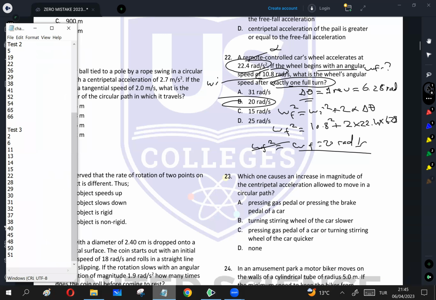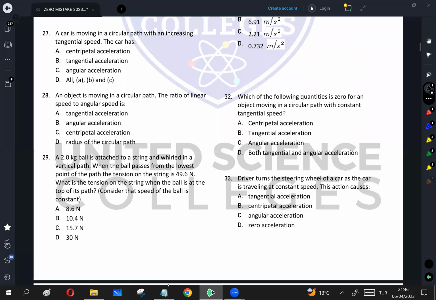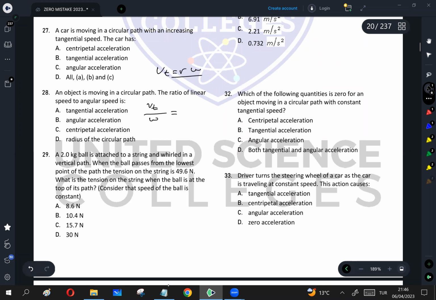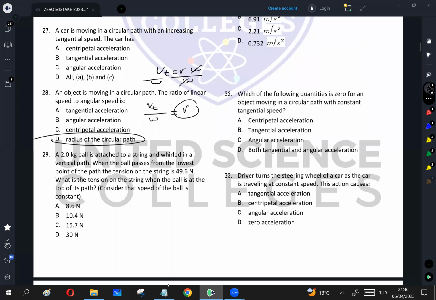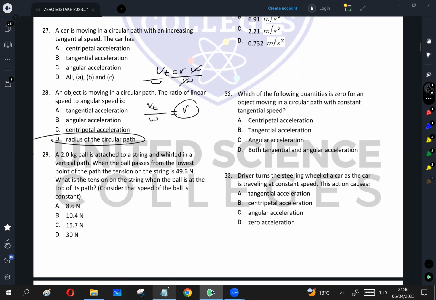After 22, 28. An object is moving in a circular path. The ratio of linear speed to angular speed, that is Vt over omega, is the question. Let's remember that Vt is equal to R times omega. So if we divide by omega, Vt over omega is R, the radius of the circular path. After 28, we'll do 29 and 30.